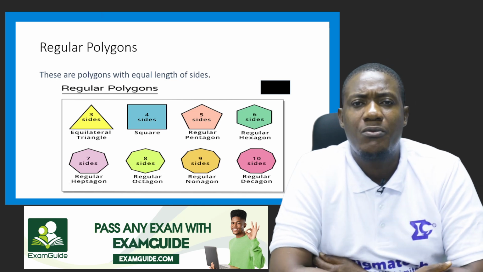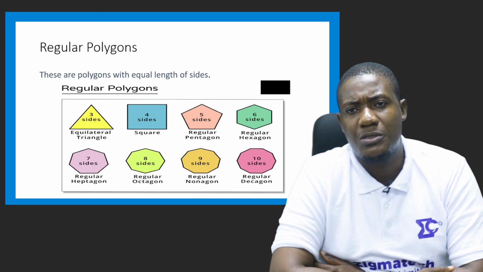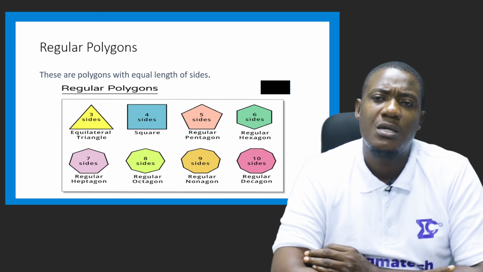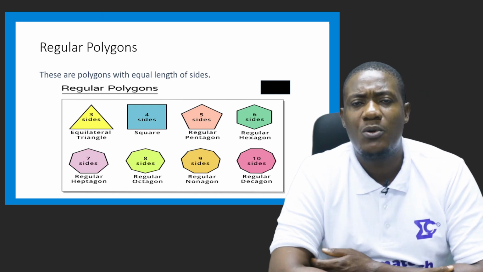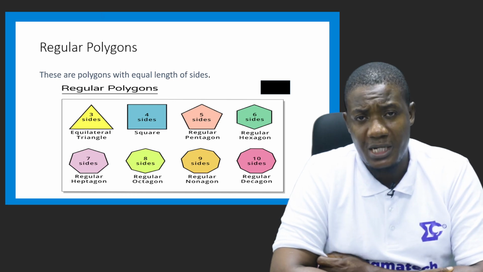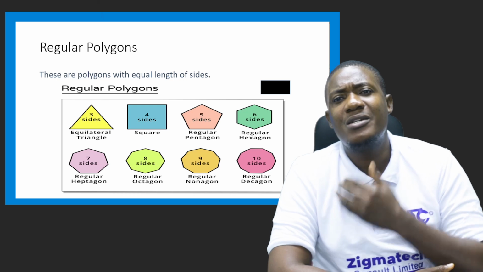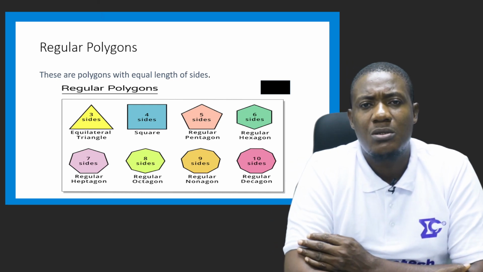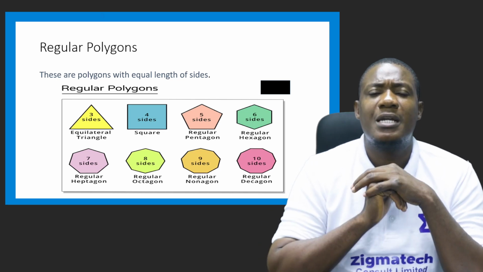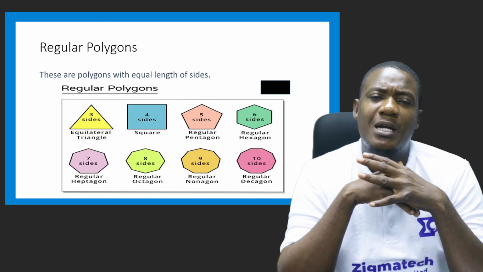We have different types of polygons. We have regular polygons and irregular polygons. At this level, we're going to stop it there. We have regular polygons and irregular polygons. Regular polygons are polygons that have equal sides and equal angles.